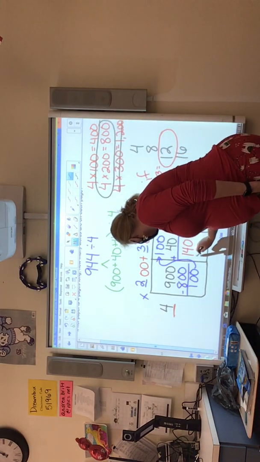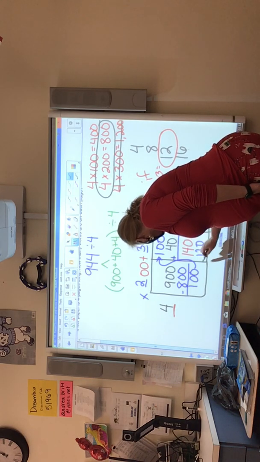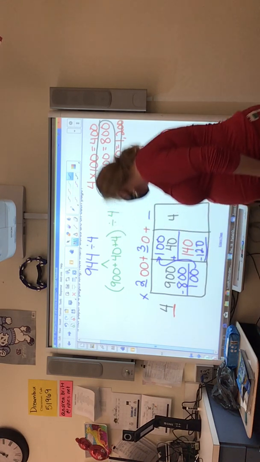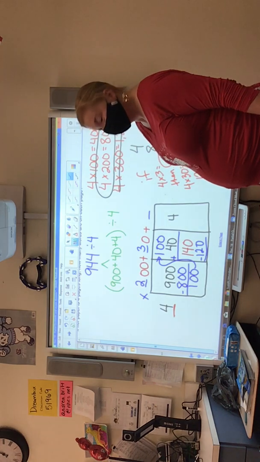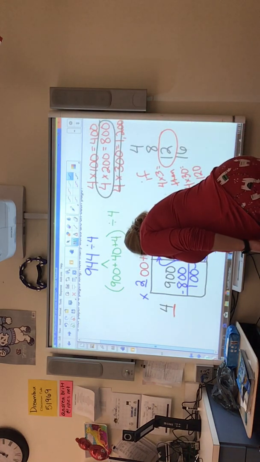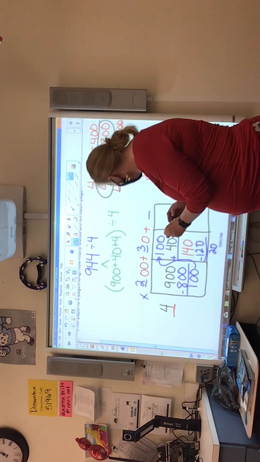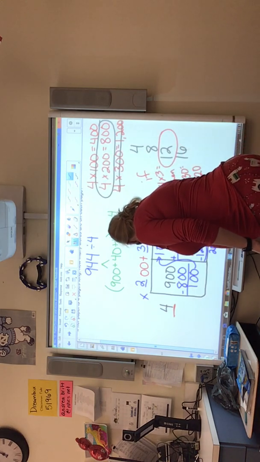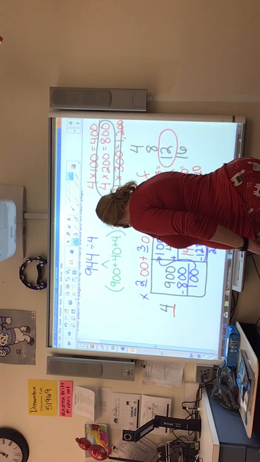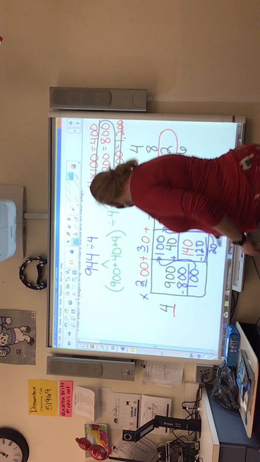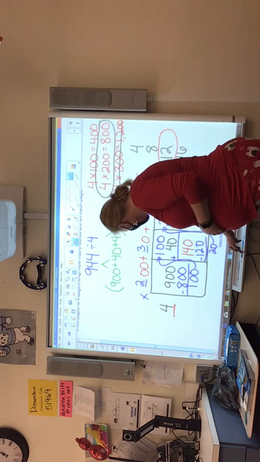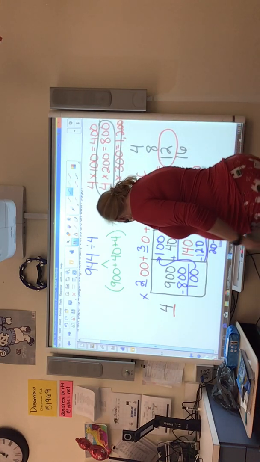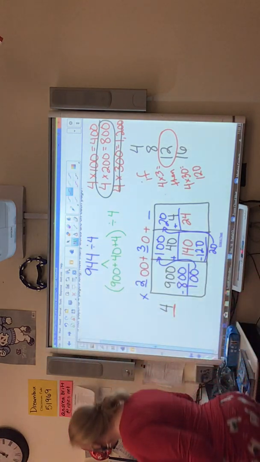30 times 4 is 120. 140 minus 120 gives me what? 20. Where's that 20 go, people? Add it to the 4 in the ones box. 20 plus 4 is 24. All right, what do I do now?